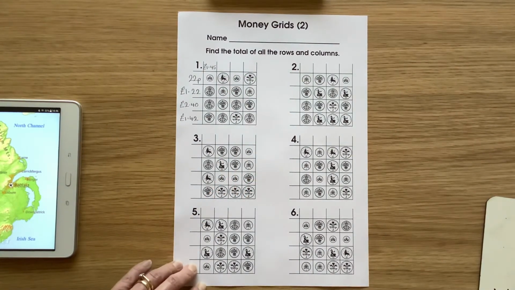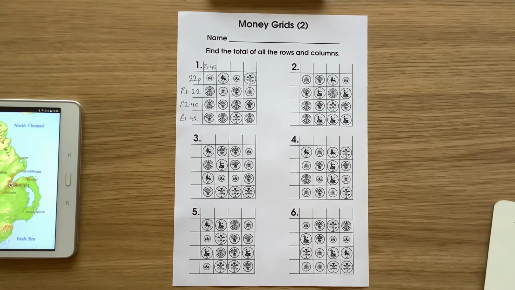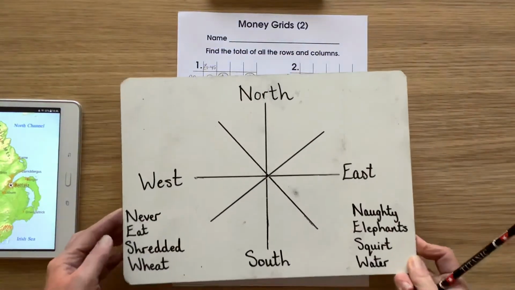P6, if this is something that you find hard, instead of doing this activity, why don't you get a selection of coins in your house and have a go at adding together those coins? Just pick a few coins at random and see what you get when you add them up together. So that's our mental maths warm up, but today's main lesson is all about direction.